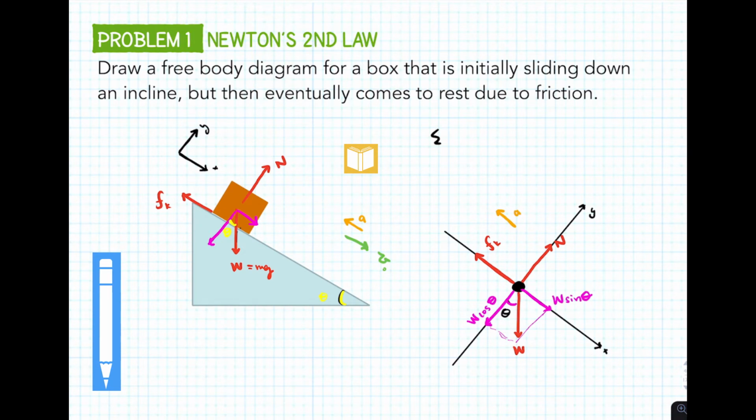So the sum of forces in the x direction is going to be w sine theta minus kinetic friction, which is equal to mass times acceleration in the x direction, which is just this acceleration. Okay, if we sum up our forces in the y direction, that's going to be normal force in the positive y direction minus weight cosine theta, which is equal to 0 because we don't have any motion in this direction. Okay?